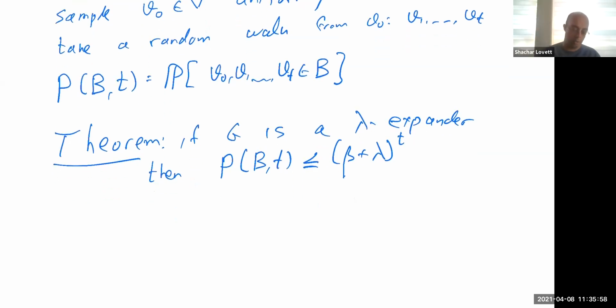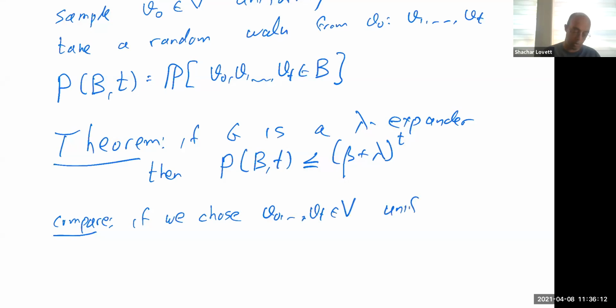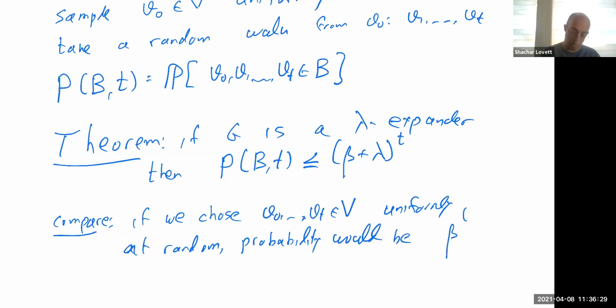So just compare this to the case that we chose V0 to Vt in V uniformly at random. Then the probability would be beta to the T plus 1. Right, because we have T plus 1 nodes, and I want all of them to land in this bad set. So it's going to be beta to the T plus 1.